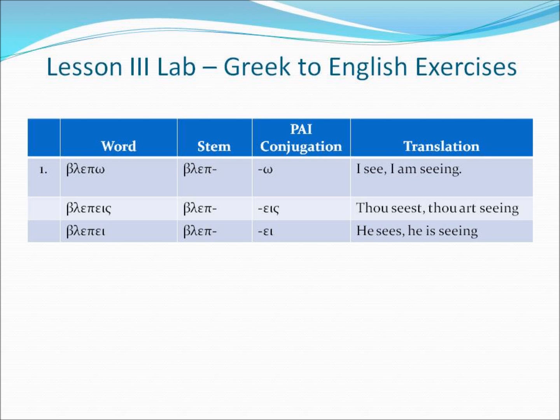The third example in section 1 is blepe. Once again, we're using the blep stem with the present active indicative, third person singular, a. This would be translated, he sees, he is seeing.